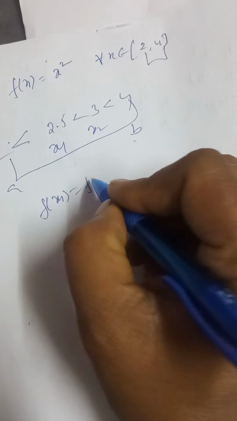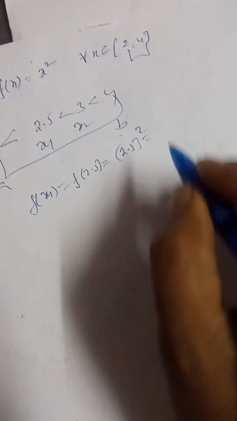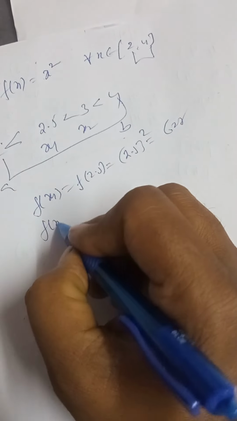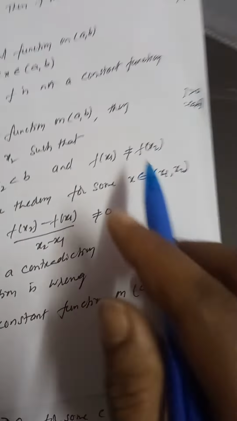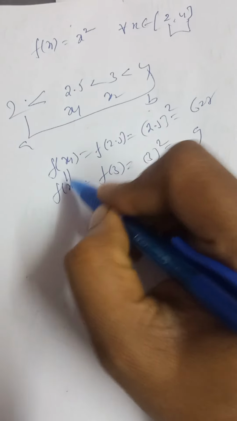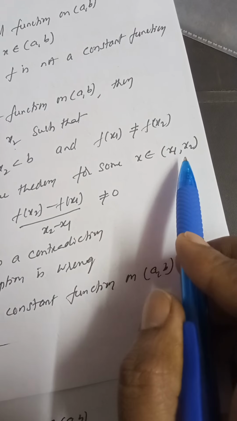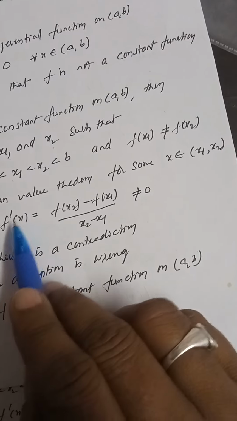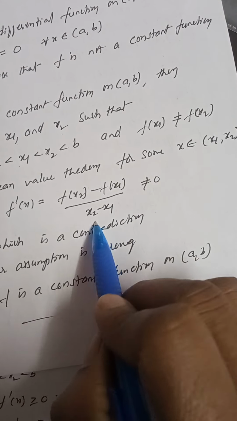f(x1) is equal to f(2.5) is equal to 2.5 whole square, that is 6.25. f(x2) is equal to f(3) is equal to 3 whole square, which means 9. Now, see here whether f(x1) is equal to f(x2). 6.25 is equal to 9? No. f(x1) is not equal to f(x2). Now, by mean value theorem, for some x belongs to this open interval, we have f'(x) equal to (f(x2) minus f(x1)) by (x2 minus x1).